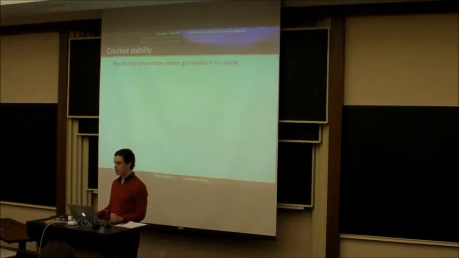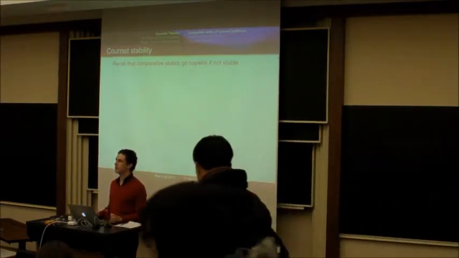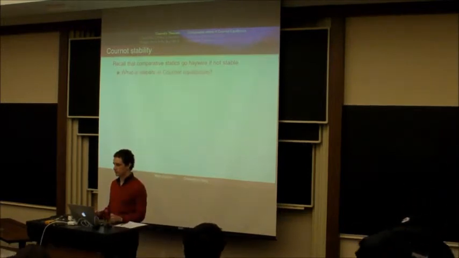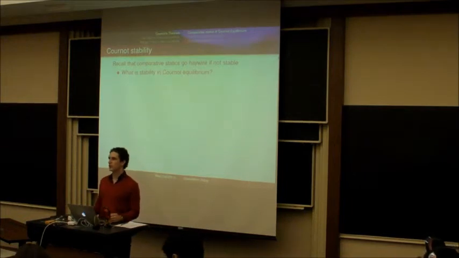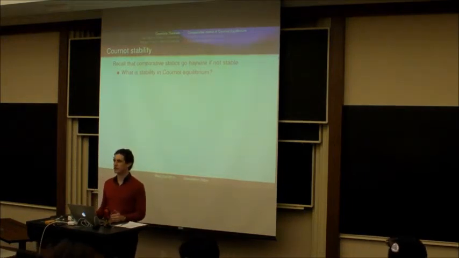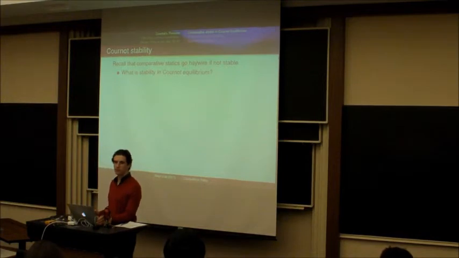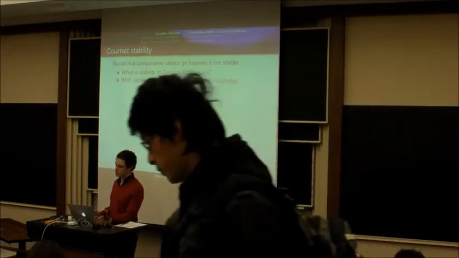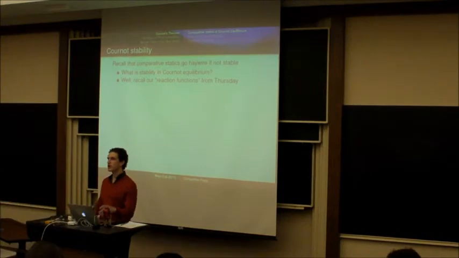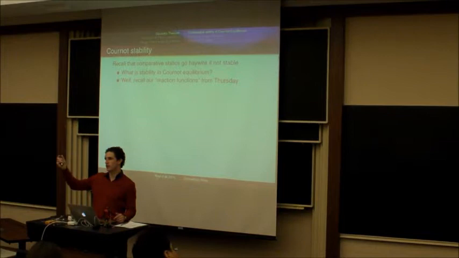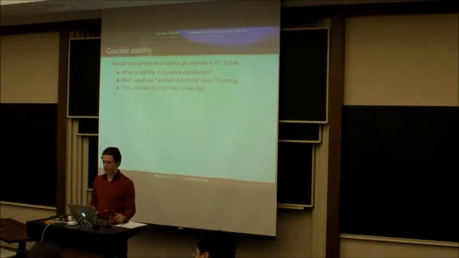So recall that comparative statics go completely nuts if the equilibrium is not stable, right? An increase in supply would actually lead to a higher price if we weren't in a stable market equilibrium. So what is the appropriate notion of stability in Cournot competition? Well, remember that on Thursday we had these reaction functions, which were how much does this firm want to produce if the other firm produces a little bit more.